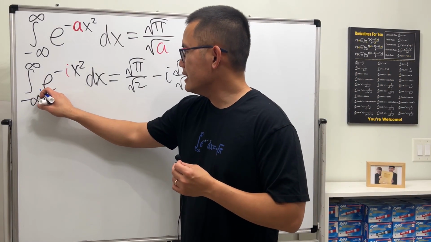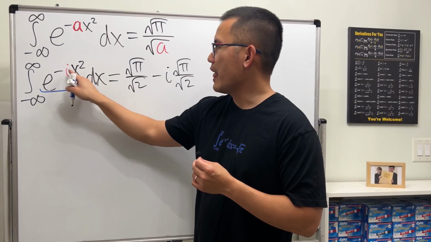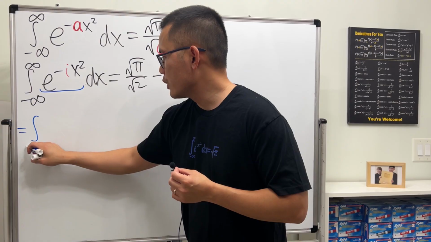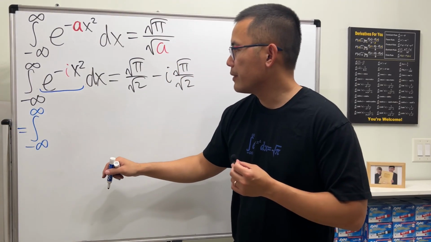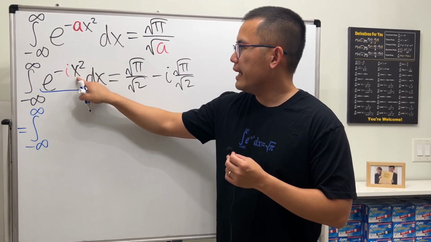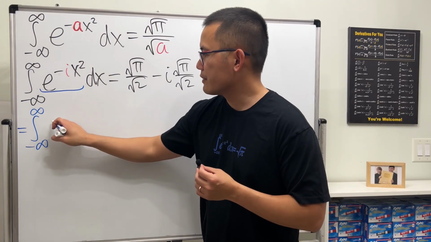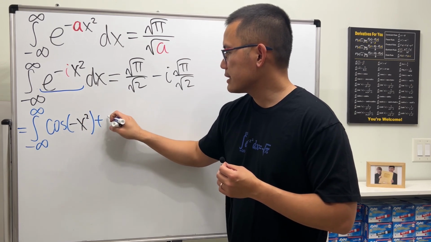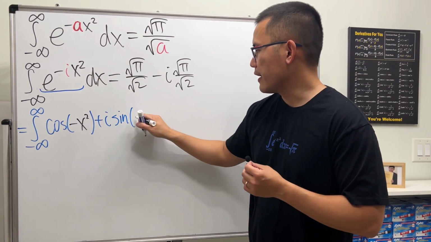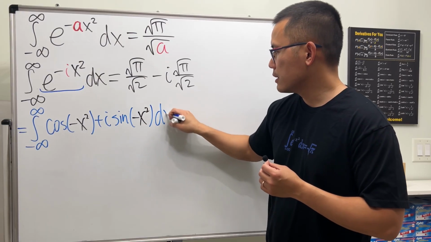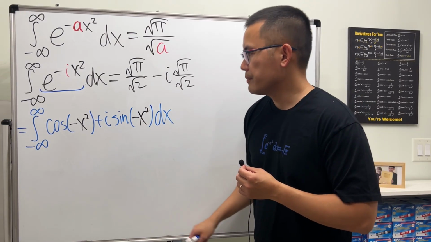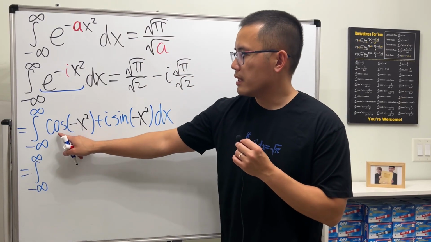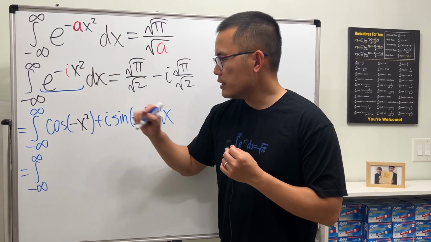Well, notice this part, we have e to the i theta. So we can utilize Euler's formula, and this will be equal to the integral going from negative infinity to plus infinity. I'm looking at the negative x squared as the theta, so we will have cosine of the theta, and that's negative x squared, plus i times sine of the theta, which is negative x squared. And now we can simplify this a little bit. We have the integral going from negative infinity to plus infinity. And because cosine is an even function, the negative doesn't matter.